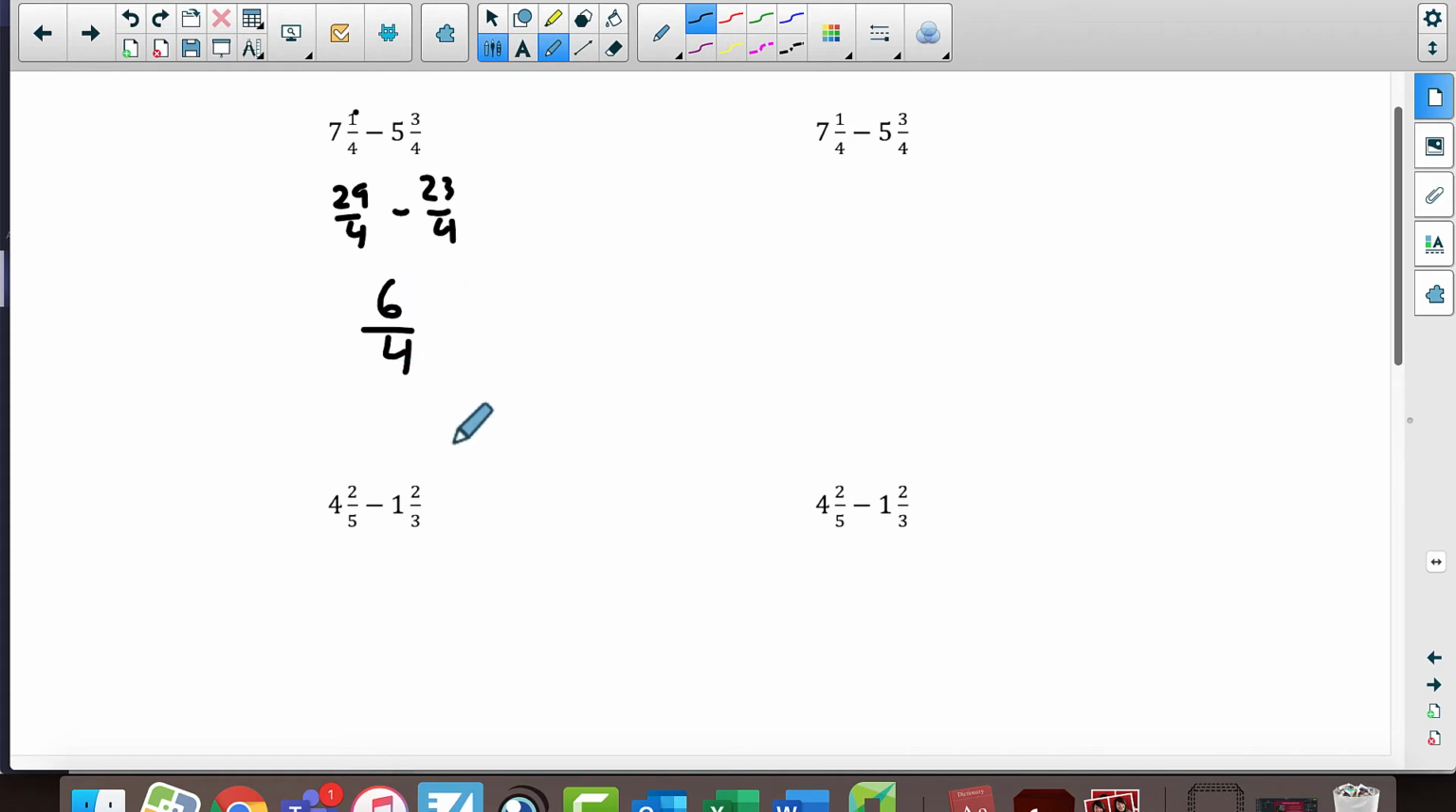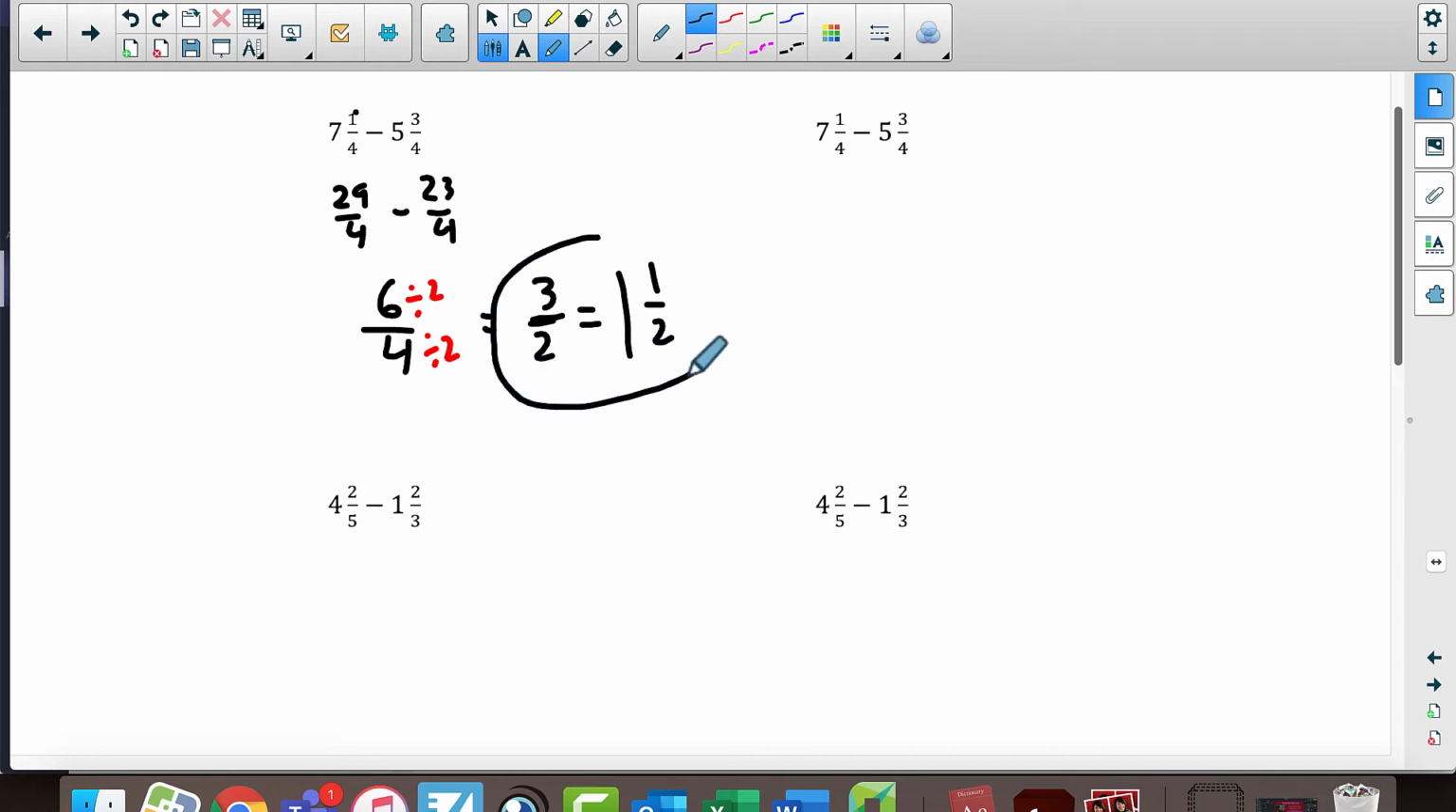Now, this is not an acceptable answer. How come? It's not because it's not mixed, it's because it's not in lowest terms. I could divide top and bottom of this by 2 and end up with 3 over 2. That's an acceptable answer. I'll take that one. Or you could switch it to mixed. 2 goes into 3 one time with 1 left over. Denominator stays the same. Either of these two is good. This one, you're only getting part marks, so please put it in lowest terms.